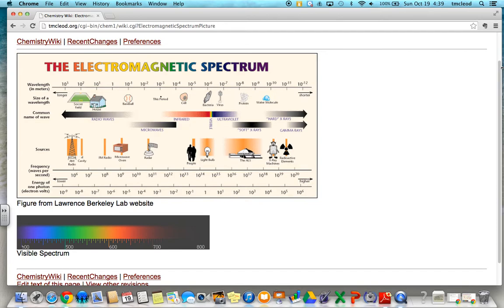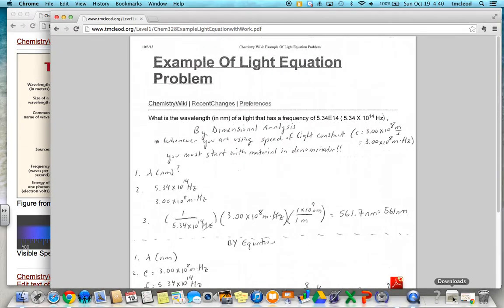Okay, so what this is a picture of is, again, just the energy in all its different forms. And as you can see, the visible light is just a small fraction of it. But we're going to use it because of our atom. So now, to do a calculation, I have an example.